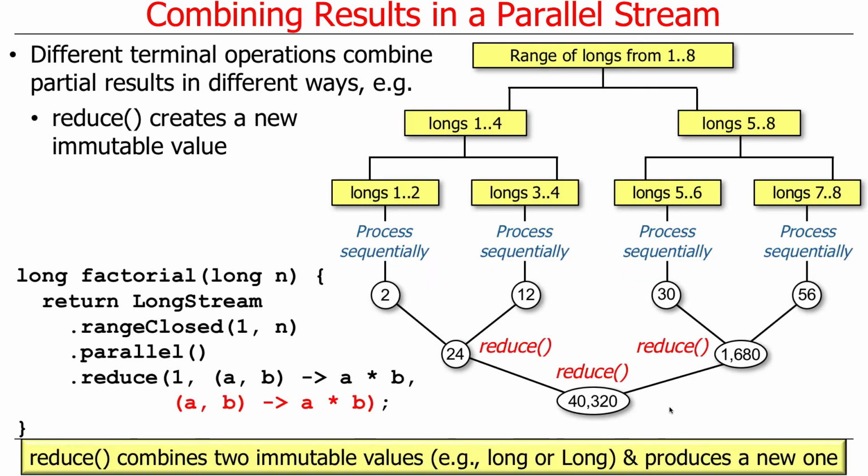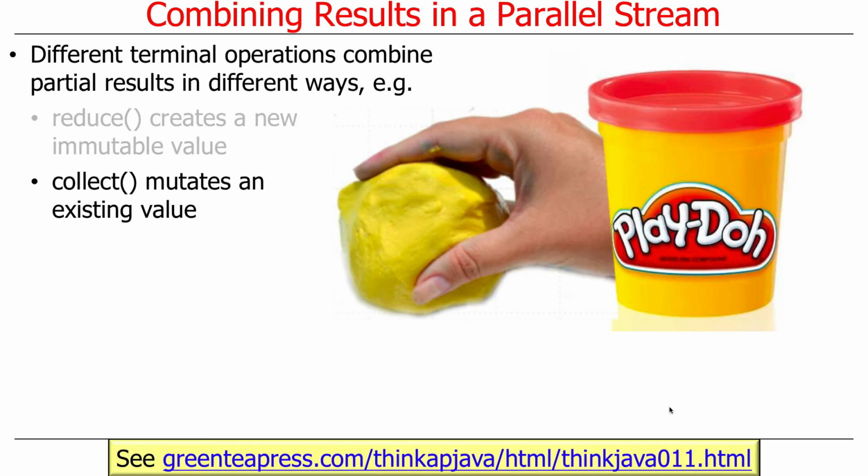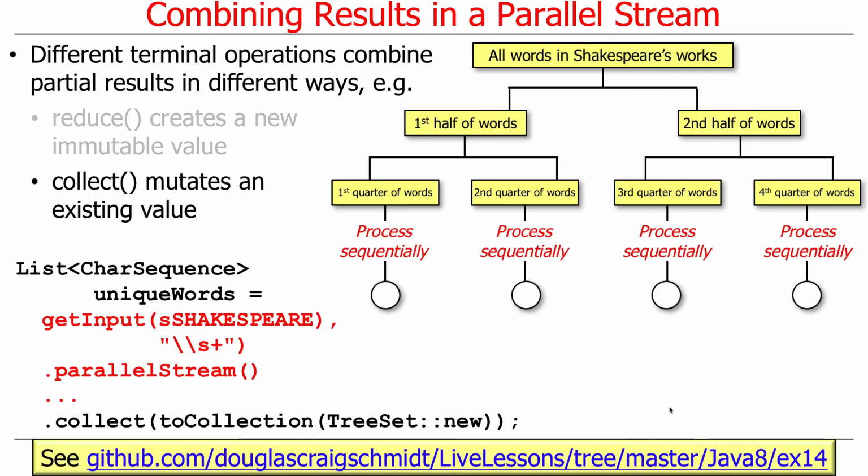Whereas here, we weren't changing an object with reduce. We were creating a new object that was the result of applying the reduction and creating a new immutable object. So we don't actually mutate anything. We just go ahead and create a new thing that's a combination of something else. So collect mutates an existing value. So the analogy to think of is like Play-Doh or whatever, where you can mold it. So here's an example of that.